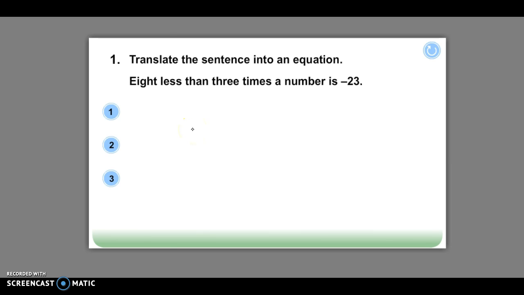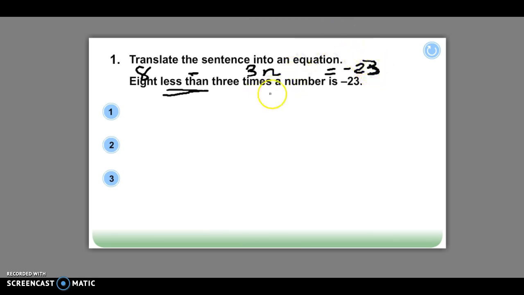So first, let's do a quick recap of how to translate sentences to mathematical equations. Here we have "8 less than 3 times a number is 23." We translate it the same way, however, because it says the words "less than," whatever is in the back of that "less than" we need to move to the front. So 8 less than means minus, 3 times a number we don't know, is negative 23.